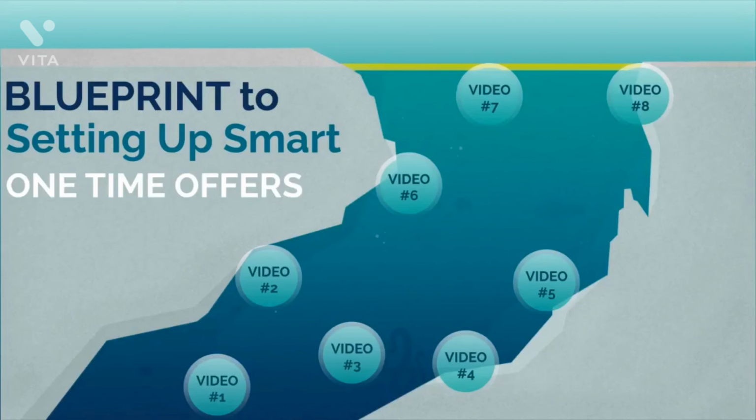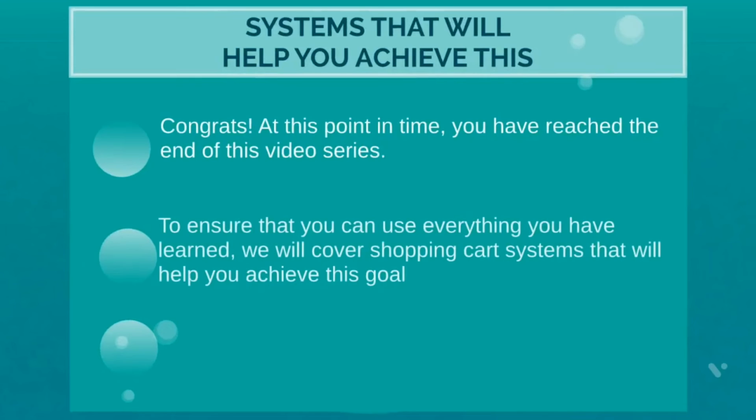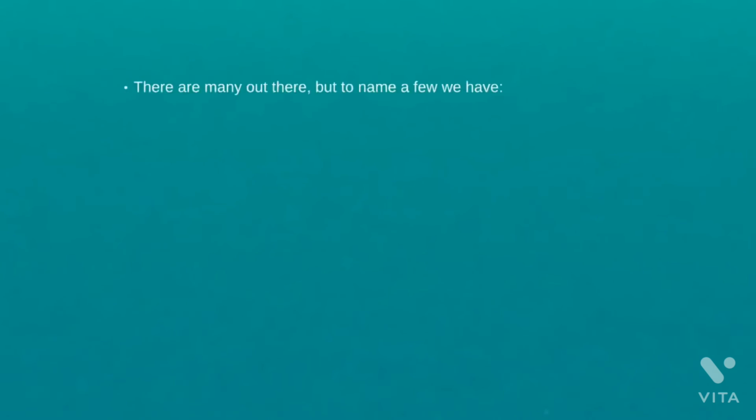Hello and welcome to video number 8, and just want to say congrats. At this point in time, you have reached the end of this video course. So to ensure that you use everything you have learned, we're going to talk about shopping cart systems that will help you achieve this goal and set up the one-time offers properly via automated systems, so that whenever somebody buys your front-end offer, they will be automatically presented with OTO 1 or OTO 2, 3, 4, 5, or however many one-time offers you have.